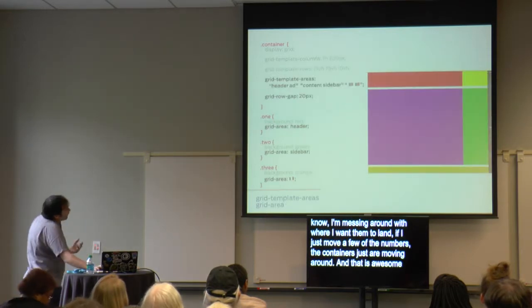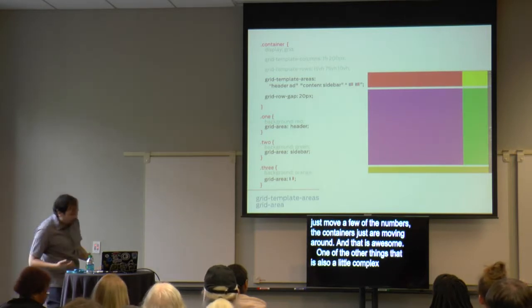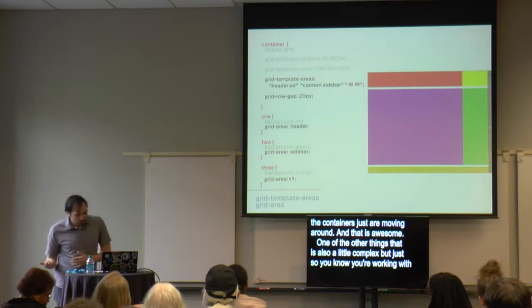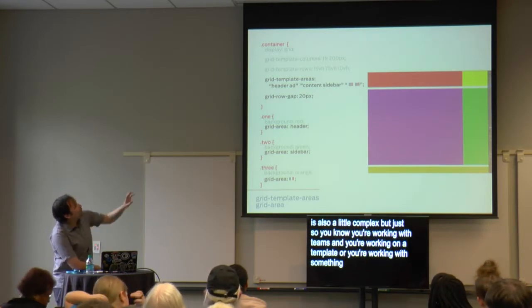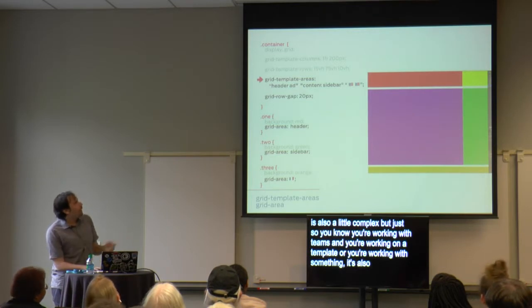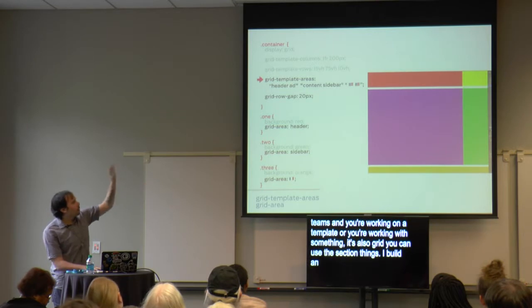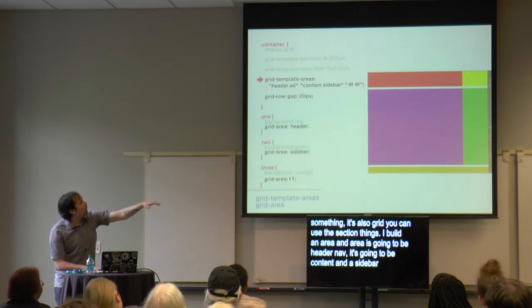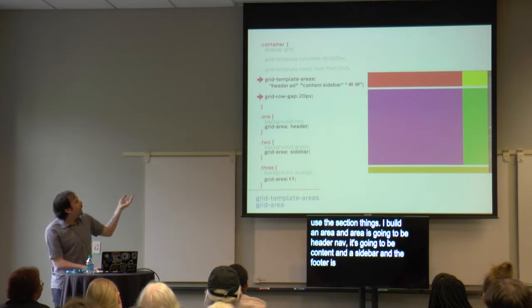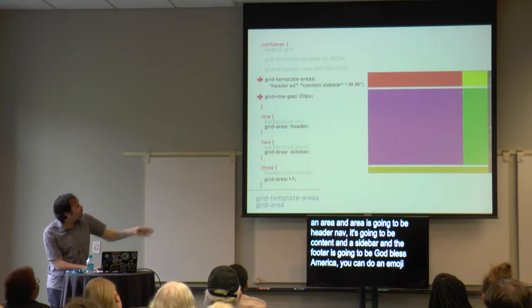One of the other things is a little more complex, but just so you know, if you're working with teams and you're working on a template and you're building something, it's also possible with Grid to actually give your sections names. So for this one, I'm using grid template areas. I built an area, and the areas are going to be a header and a nav, a content and a sidebar, and the footer is just going to be God bless America. You can do an emoji. And there's going to be a gap on the rows only, not on the columns.